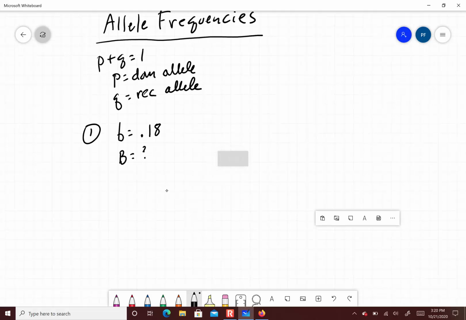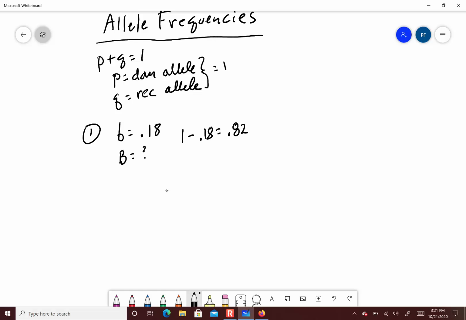Remember that these allele frequencies have to equal 1, so we would just be using that. So 1 minus 0.18, so 0.82 is what big B would equal, because those two have to equal 1. The letter doesn't matter which one you have. I could tell you this, same thing, 1 minus 0.25, 0.75.